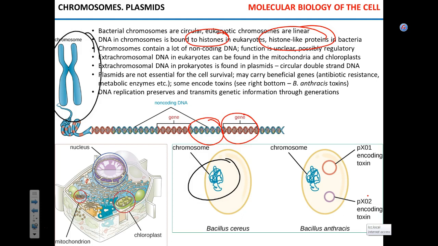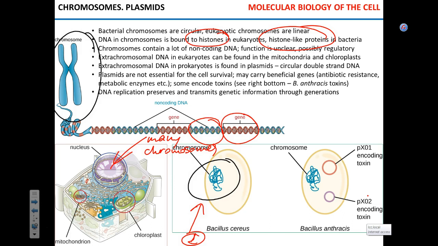Before we move on, what we figured out. Chromosomes are circular in bacteria, linear in eukaryotes. Usually in bacteria, it's one chromosome. In eukaryotes, there are many. Humans do not have the largest number of chromosomes by far, believe me. And there's a lot of non-coding DNA in the genome. Okay, follow me so far?